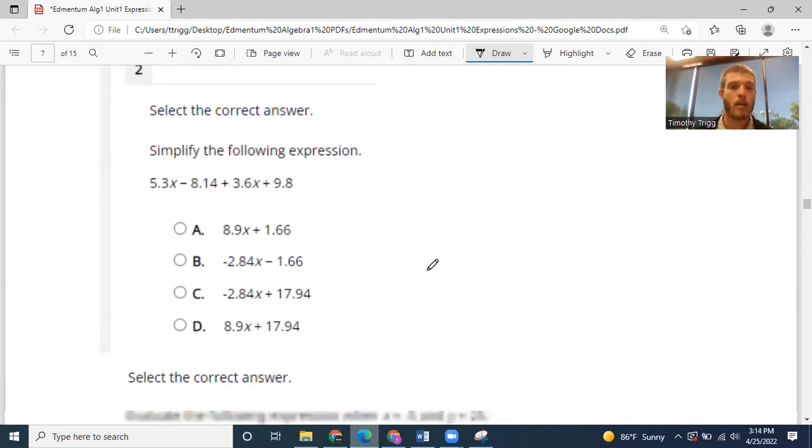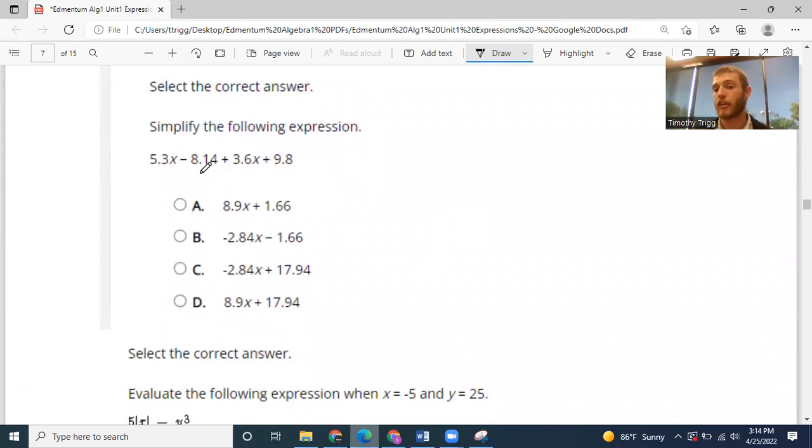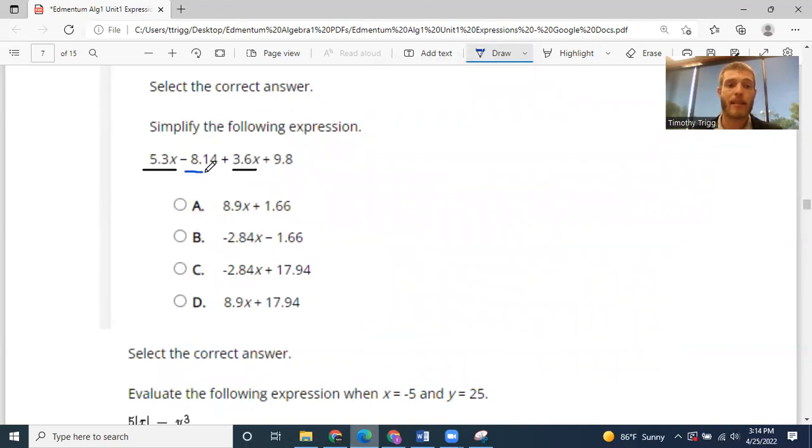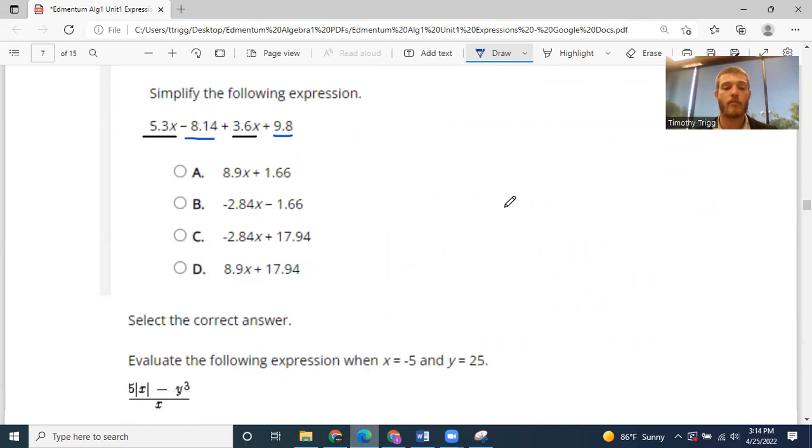Question 2. Here, you're just combining like terms. So you want to combine the 5.3x and the 3.6x. Those would combine together. So you want to add those together. Then you'd combine your constants. So combine the negative 8.14x, or sorry, that one doesn't have an x. Negative 8.14 plus the 9.8. Those constants you'd combine together, okay? You can use the calculator to figure out which one's the right answer.